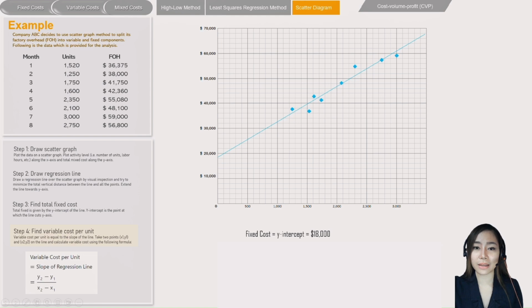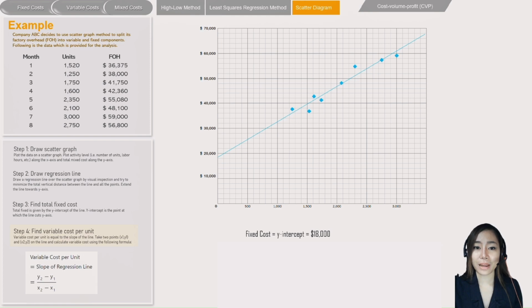So step 3 is finding the total fixed cost. The total fixed cost is given by the y-intercept of the line. The y-intercept is the point at which the line cuts the y-axis. Our line here intercepts around 18,000. So that means when x is 0, the y-intercept is 18,000. It is not as precise as the other two methods, but it will give us an idea of how the relationship between the two variables is working.